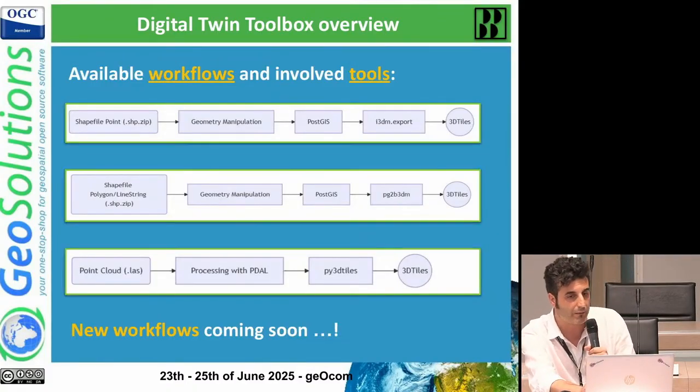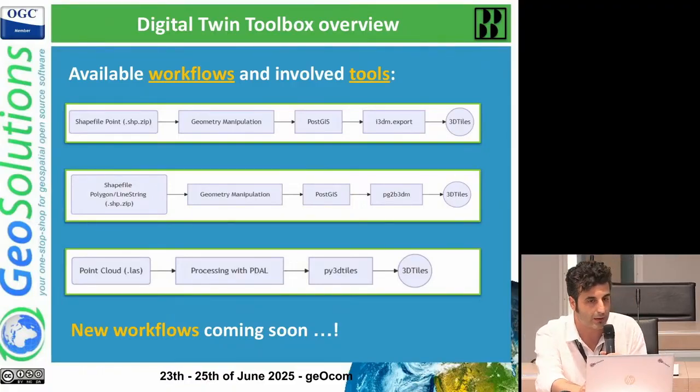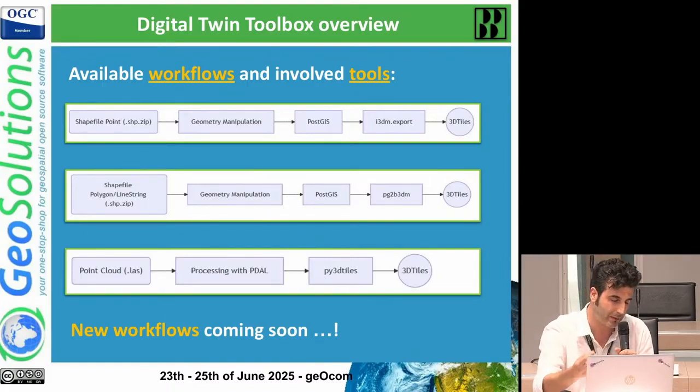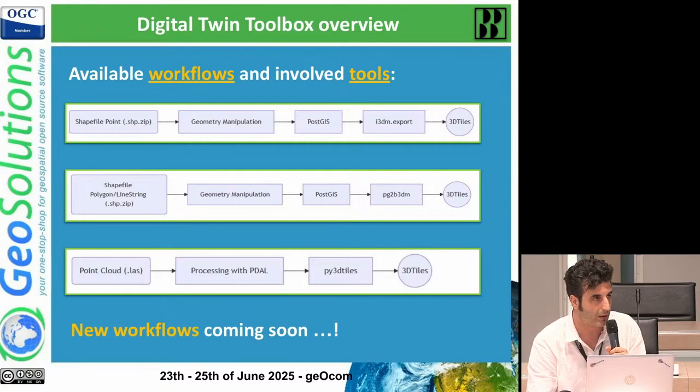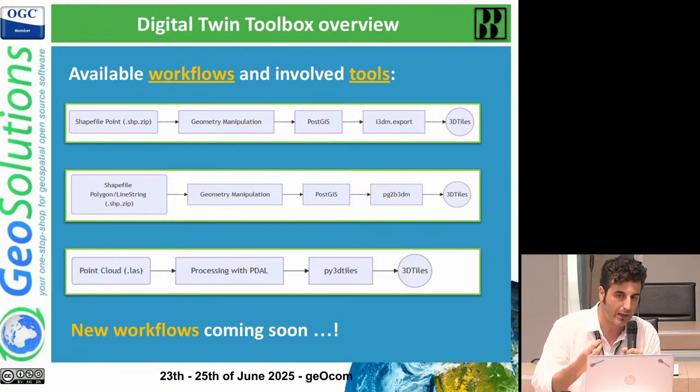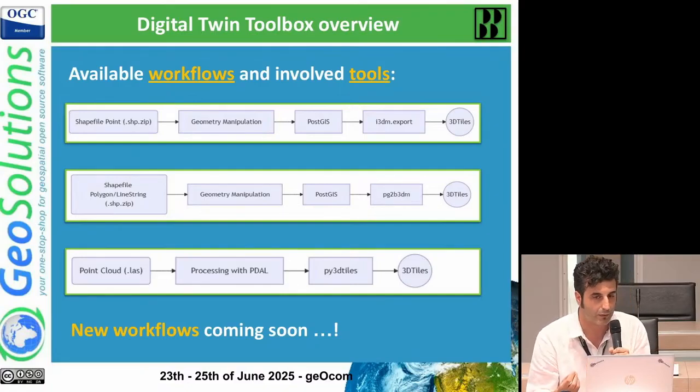These are the main workflows currently supported, where we can see that shape files with point geometry and those with polygon and line string geometries are differently managed, because basically we have identified better tools for assessing and managing input data according to the topology, as well as point cloud, which is another input data with its own processing workflow.